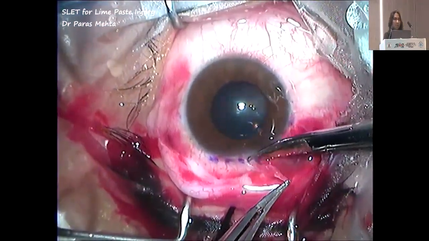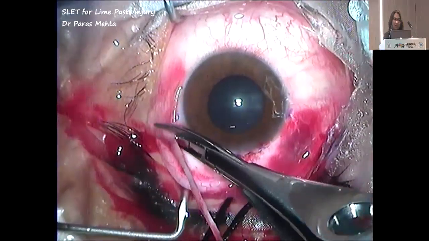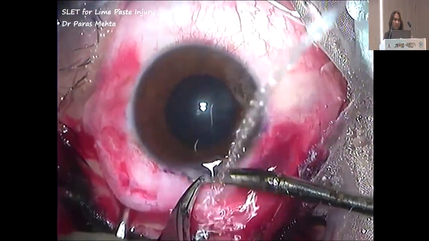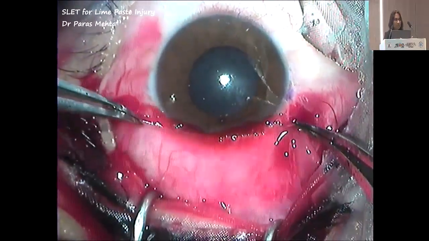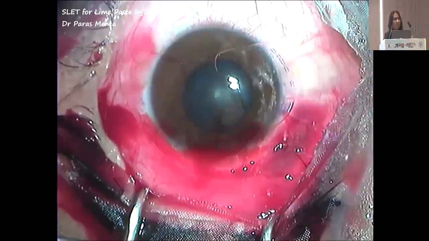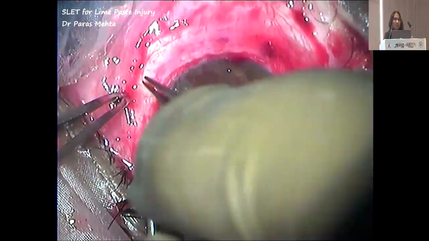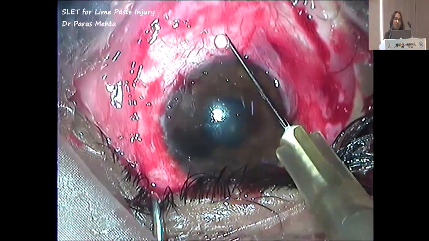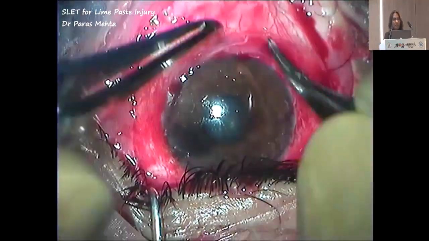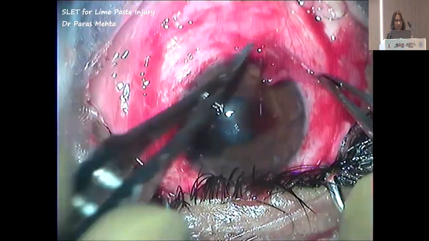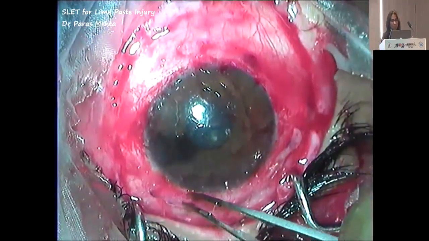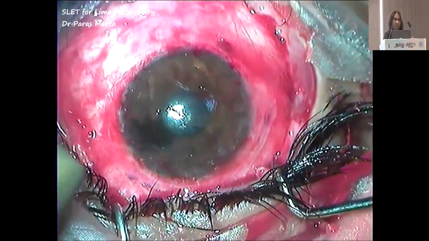You can see that limbal tissue being dissected. About a 2 by 2 millimeter limbal piece is dissected, and it is cut into several pieces and applied onto the recipient bed. Here you can see that the conjunctival graft is covered. It works as a barrier, so it doesn't allow the symblepharon to occur later on in the recipient eye.